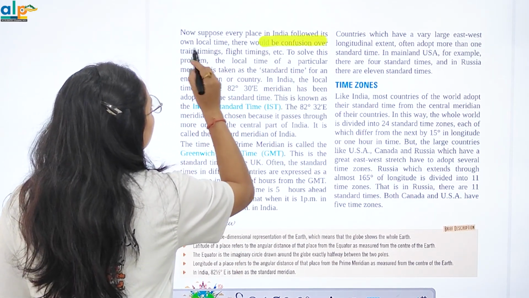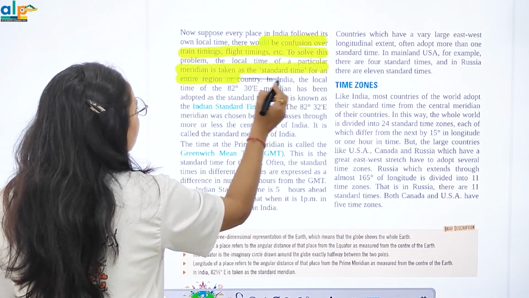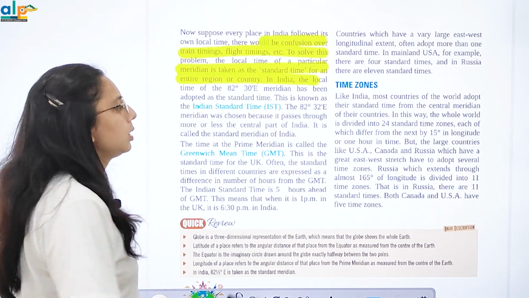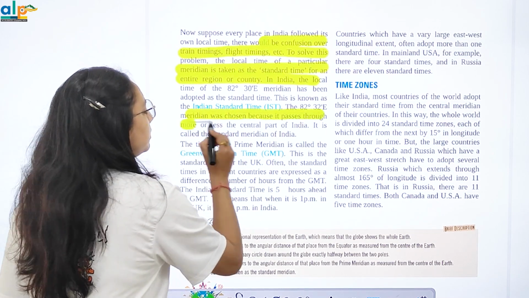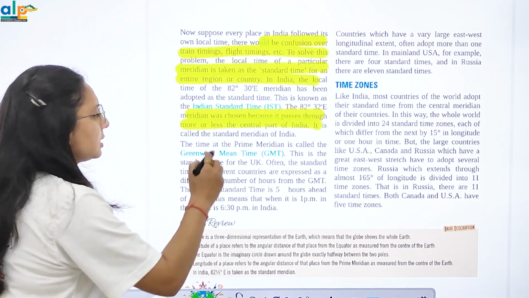Now suppose that every place in India followed its own local time. There would be confusion over train and flight timings. Right? So a meridian is taken as the standard time for the entire region. This is known as Indian Standard Time, that is the 82°30' meridian, chosen because it passes more or less through the central part of India. So it is called the standard meridian.